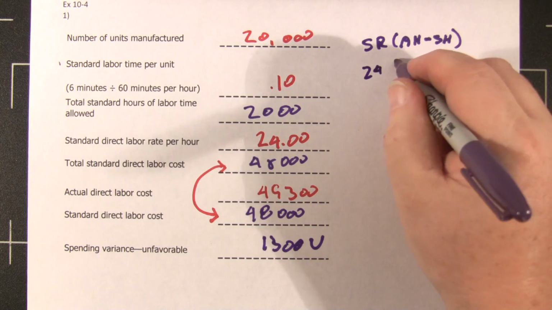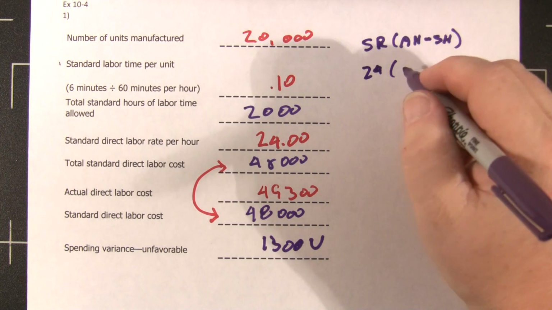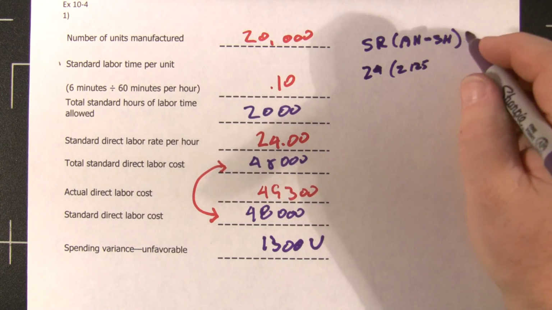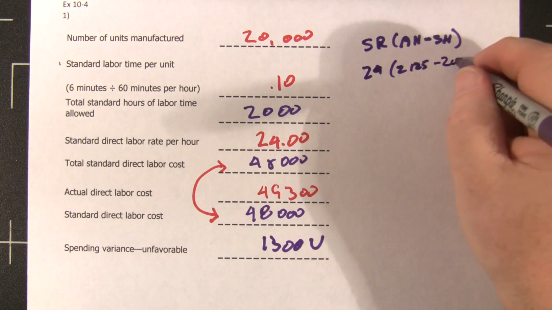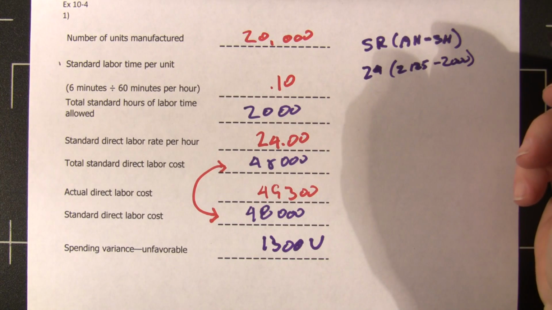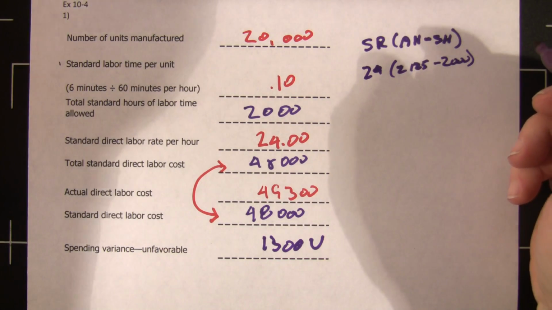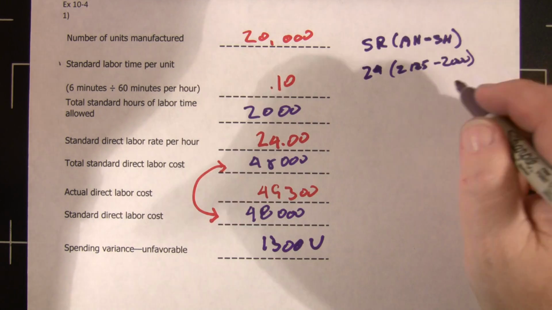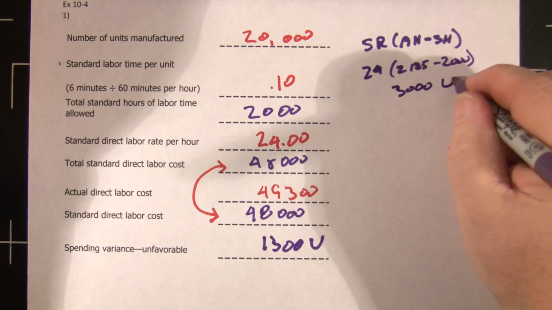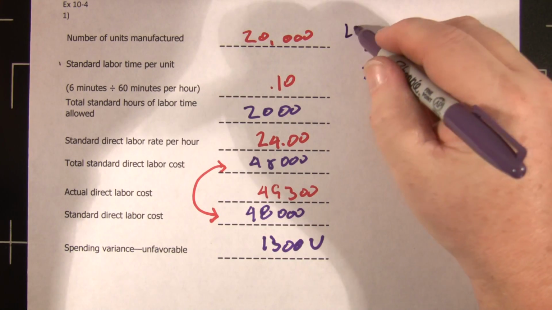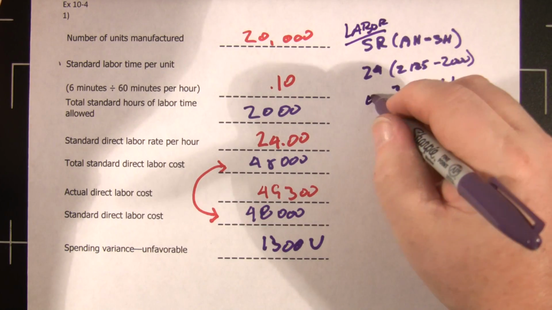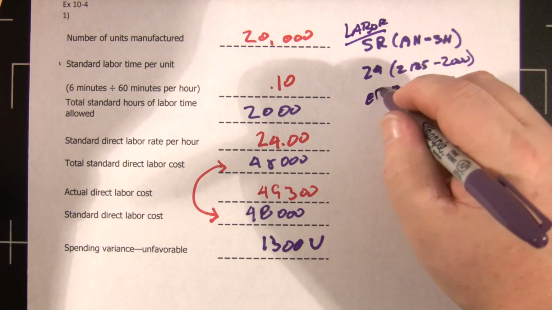And we can fill that in. $24 is the standard rate. The actual hours is 2,125. The standard hours, 2,000. So that gives us a labor efficiency variance of $3,000 unfavorable. Now this is labor. So that's the efficiency variance, okay?